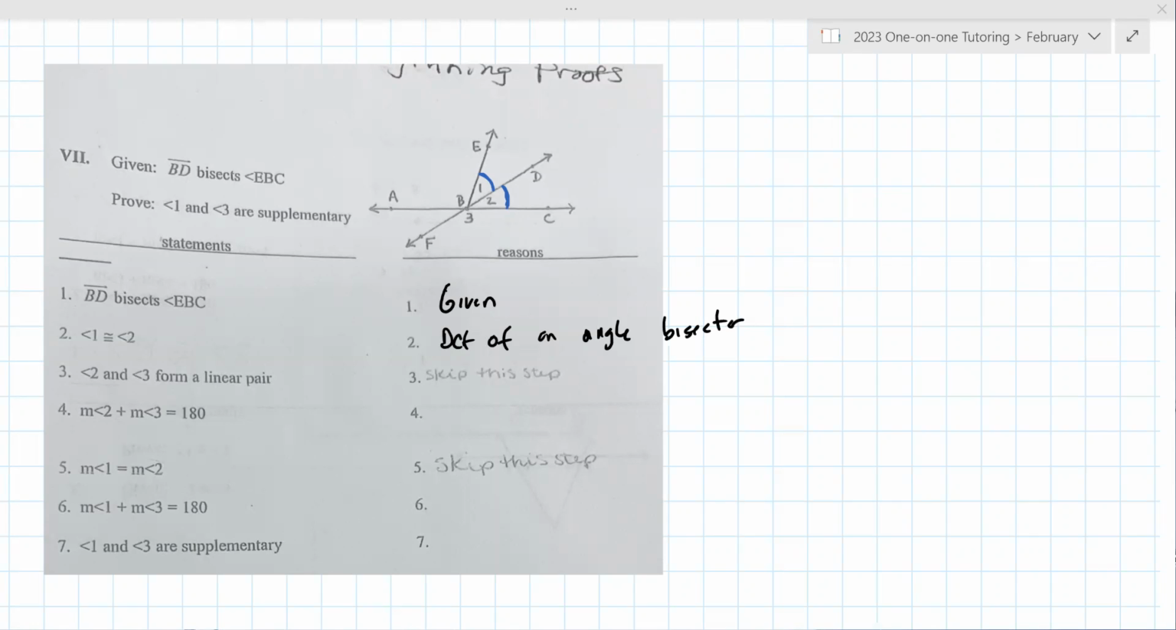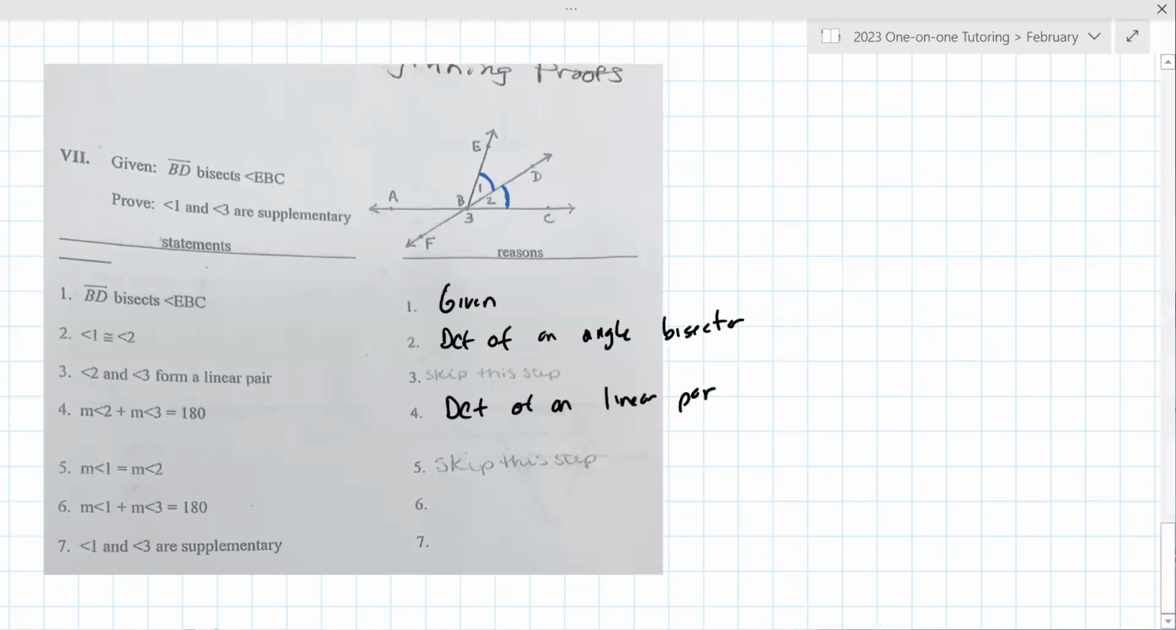All right, now the fact that the measure of angle 2 plus the measure of angle 3 equals 180 really comes from the previous line, the fact that angle 2 and angle 3 form a linear pair. So the definition of a linear pair is that the two angles add up to 90 degrees. So that's going to be, again, a definition of a linear pair.